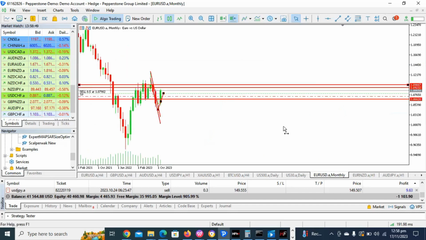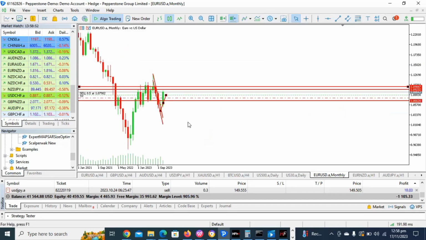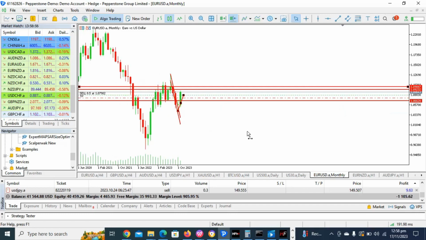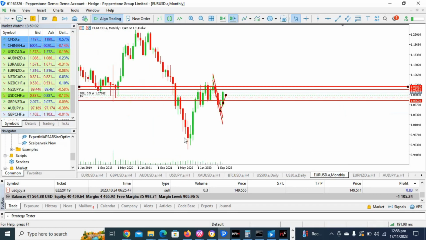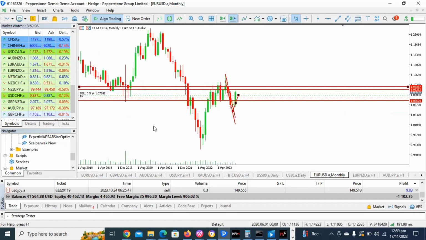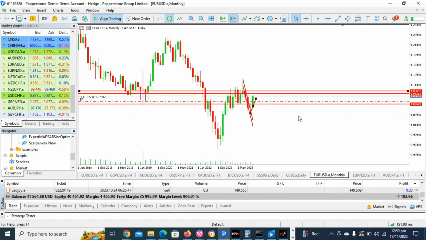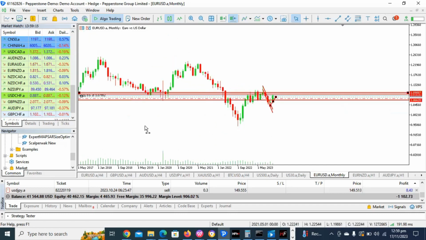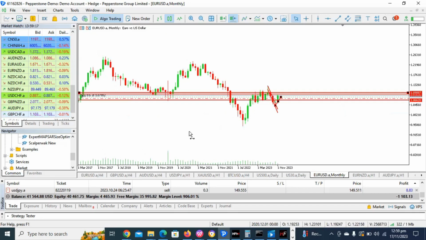The monthly time frame will show you that it's always good to look at the market from a higher time frame. This is a monthly time frame. The monthly time frame gives you more direction, more perspective on the market, where the market is coming from. So you know where it's coming from and where it's going to. Look at it. On the monthly time frame, what trend is it?